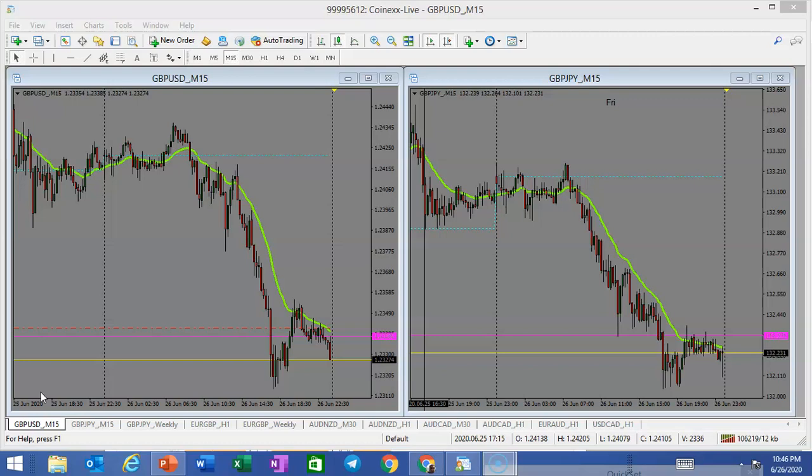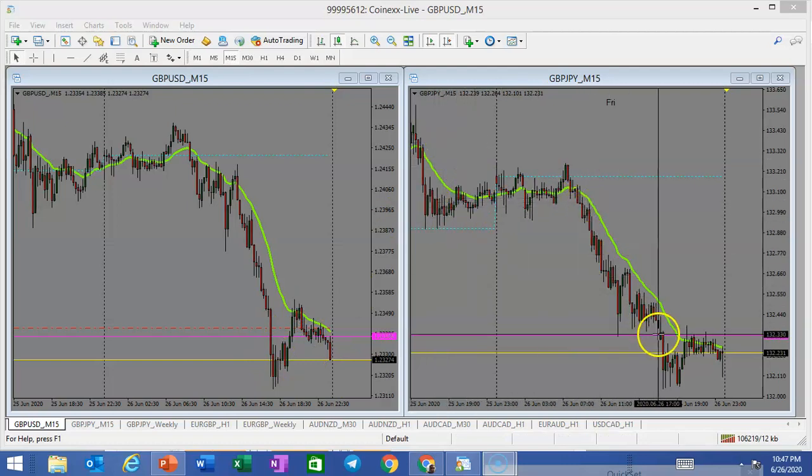So if you take a look at our screen here, we have GU and GJ. They have a positive correlation. Why? Because they move together. As you can see here, we have an impulsive move down, a little retracement down. Looks the exact same for GJ.